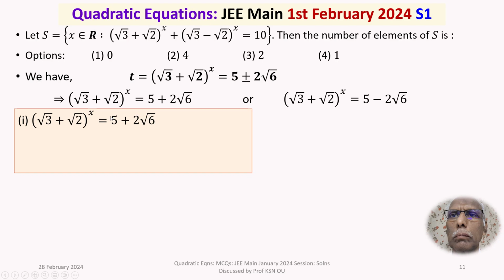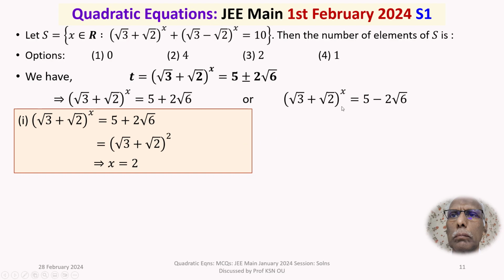And this is very well known. If you take root 3 plus root 2, square it, then you will get root 3 square, that is 3, plus root 2 square, that is 2, plus 2 into root 3 into root 2, that is 2 root 6. 3 plus 2 is 5, 5 plus 2 root 6. This is precisely root 3 plus root 2 whole square. The bases are same, the powers must be same, therefore x is equal to 2. That is one value.